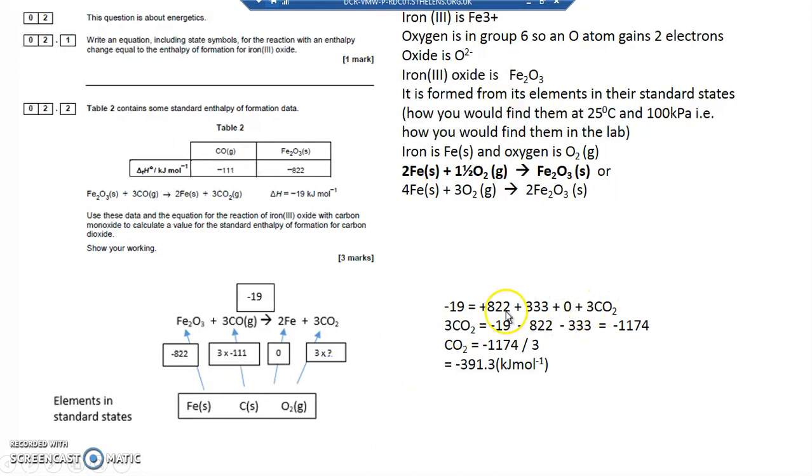I can then take these to the other side. So -19 -822 -333 is -1174. So the CO2 divided by 3 comes out as -391.3, and it's in kilojoules per mole.